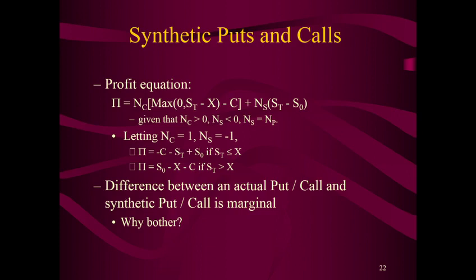And then you can take a position accordingly, right? If the actual put is overpriced in the market compared to what you determine with your put call parity, you can therefore short the put in the market and long the synthetic put, okay, and make an arbitrage profit.